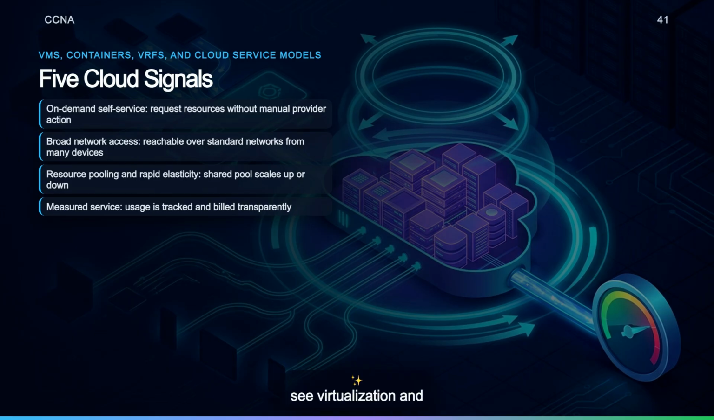So, when you see virtualization and cloud on the CCNA, do not memorize it as a dry list. Ask, what is being separated from the physical hardware? Who controls the layers? And where does the traffic or responsibility boundary sit? VMs virtualize full computers. Containers virtualize application environments. VRFs virtualize routing tables. Cloud wraps virtualized compute, storage, and networking into services, with self-service, pooling, elasticity, and measured usage.